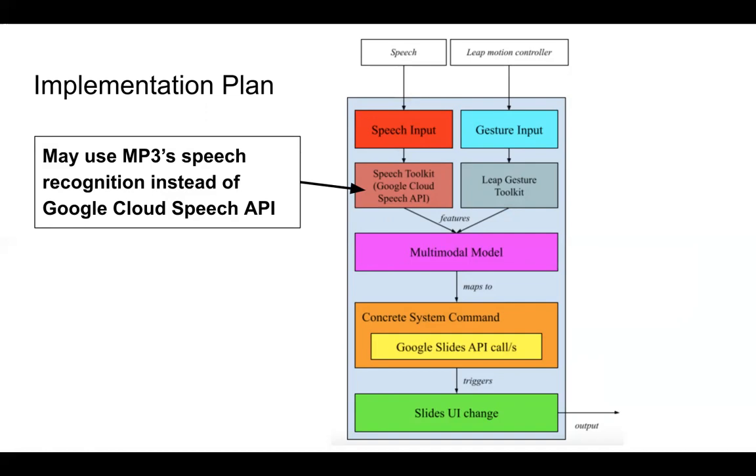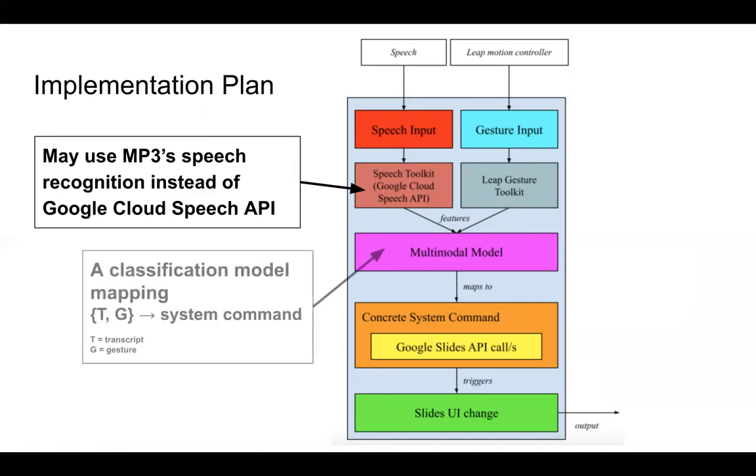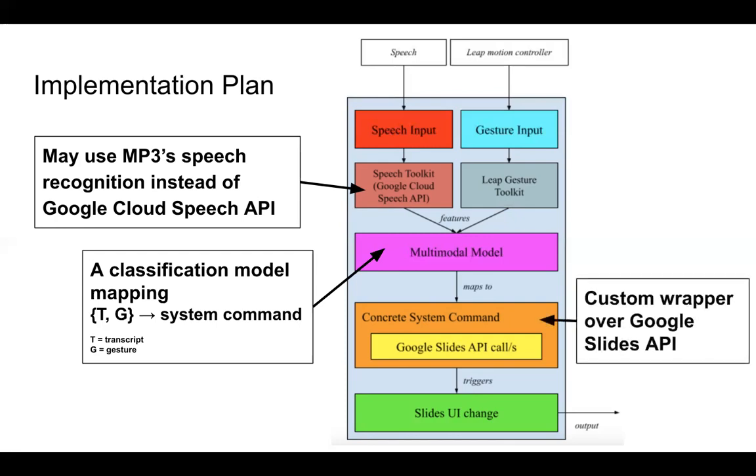Backups in case of potential incompatibility or new requirements include OpenPose and Open Frameworks. We would love to hear if anyone has had experience working with either of those on macOS. After pre-processing, we plan to pass the gesture and transcript into a classification model, which outputs a concrete Smart Slides command. Using the command, we would make the appropriate calls to the Google Slides API to dynamically update the slides in real time.